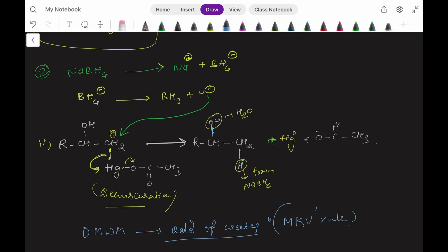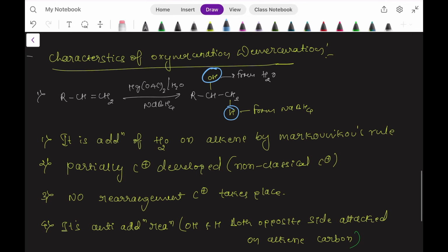Keep in mind. So what are the important characteristics? They can ask questions from any of these points. Characteristics of oxymercuration demercuration: first of all, it is addition of water on an alkene by Markovnikov's rule, as I told you. Here a partial carbocation, nothing but a non-classical carbocation, is involved in the reaction. And keep in mind, the important thing is that there is no rearrangement of the carbocation at all. Don't make any rearrangement. Also, it is an anti-addition reaction.